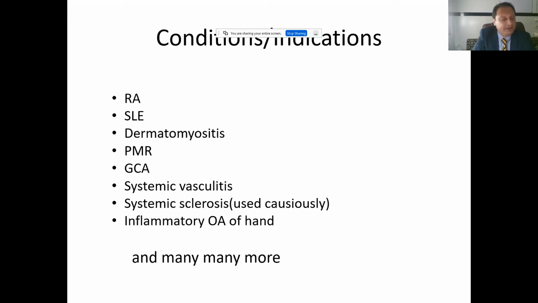There are so many different conditions that we use steroids in, and you are aware of rheumatoid arthritis, lupus, vasculitis, dermatomyositis, PMR, GCA, vasculitis of different types, connective tissue disorders, and inflammatory arthropathies, and even in tiny little doses in inflammatory OA of the hands as well. Steroids are used in these, but there are definitely other conditions in which we would use glucocorticoids.